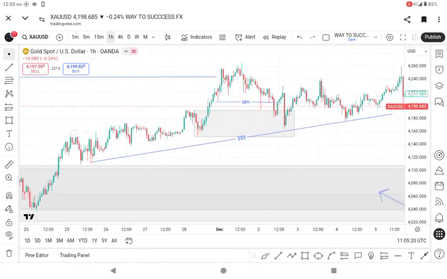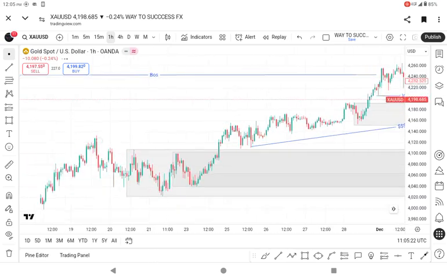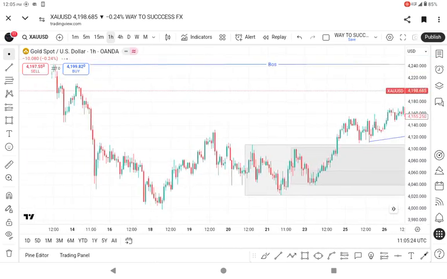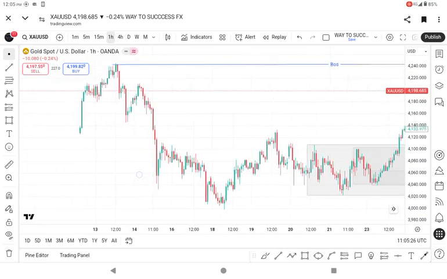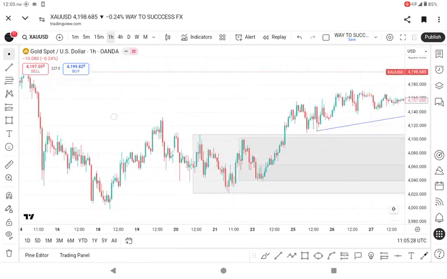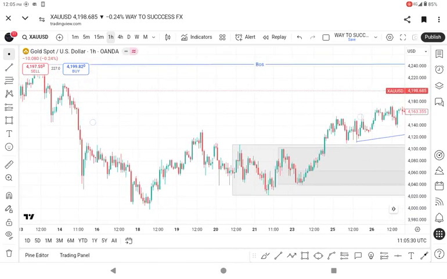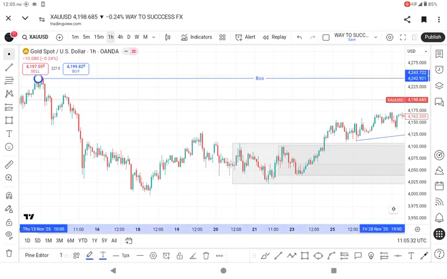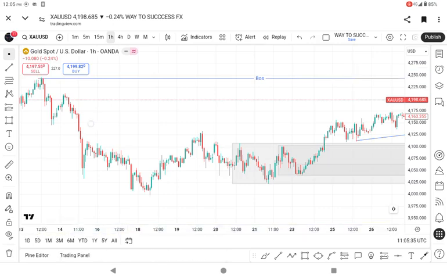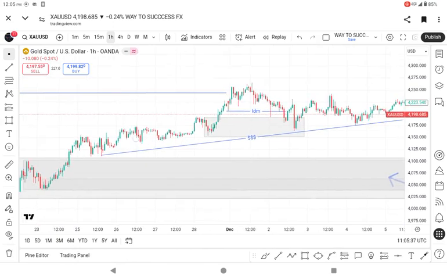So what do we have here? Also at the level where we have our H4 break of structure, we also have our H1 break of structure, which is at this level. We have our H1 break of structure.